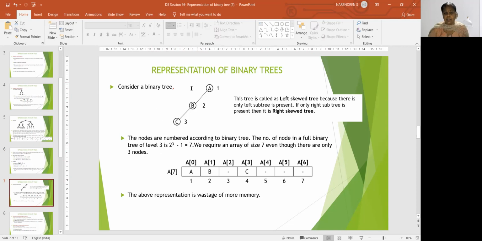Even if only 3 nodes are available, as I already told you, you have to assume that this is a complete binary tree. So take it this way, and the above representation is definitely a wastage of more memory. Whichever node is not present, we also have to mention it here, like it is a fixed size, so we have to take it in the memory.